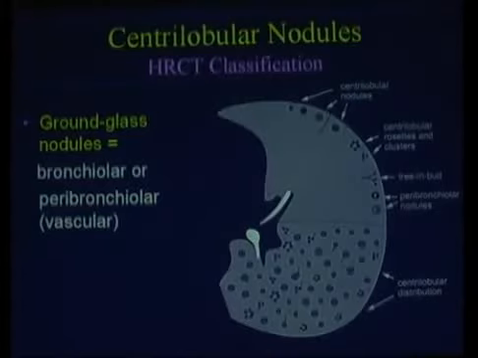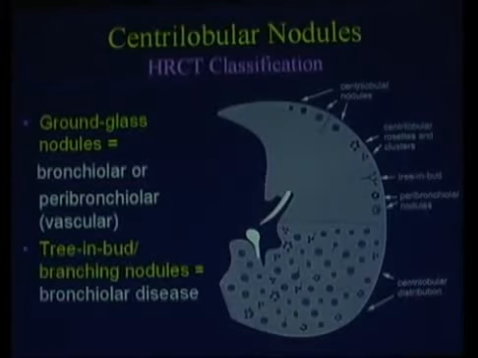So if you have poorly defined, poorly marginated little nodules that are centrilobular, it can be either airway, it can be vascular in etiology, okay? On the other hand, if you have tree and bud, now you're talking about something that's truly bronchiolar, because tree and bud implies something's branching. And the only thing that branches in the central portion of the lobule that you're going to see as a branching structure is, in fact, an inspissated small bronchiole filled with secretions.